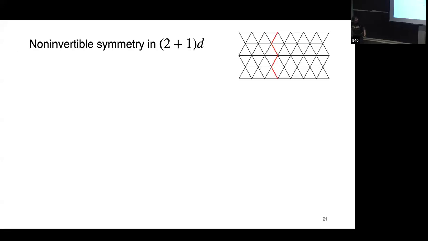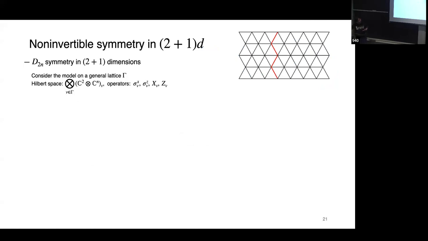And we also study non-invertible symmetries in 2+1D, for example, in this triangular lattice. So we also do similar things. We first consider a zero-form D2N symmetry. And here, we can consider a general lattice. And on each site, the Hilbert space is C2 times Cn. So therefore, there's a spin 1/2, also a Zn spin, which is acted on by the Pauli X, sigma X, or the clock and shift operators X and Z.